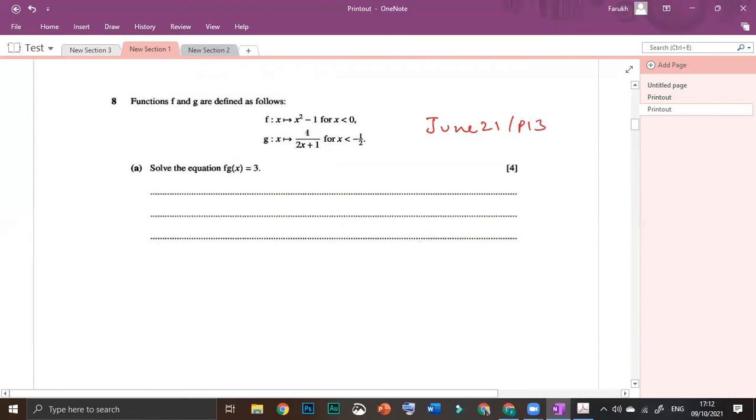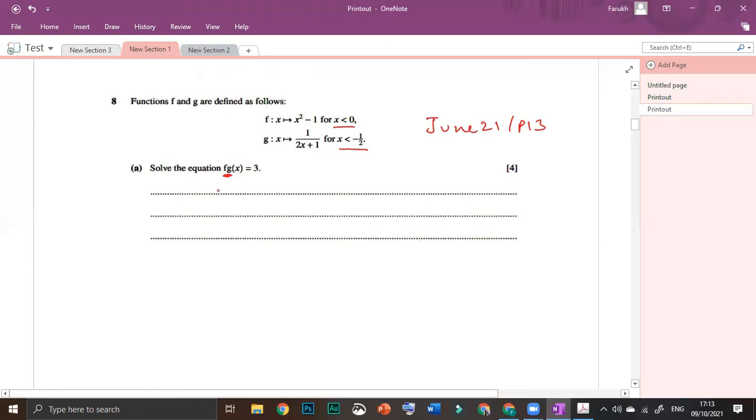Now there are two functions given. f of x is equal to x squared minus 1 and the domain is x is less than 0, and g of x is equal to 1 over 2x plus 1 and the domain is x is less than minus 1 over 2. Solve the equation fg of x. This one is a composition of functions. This one is not normal multiplication.